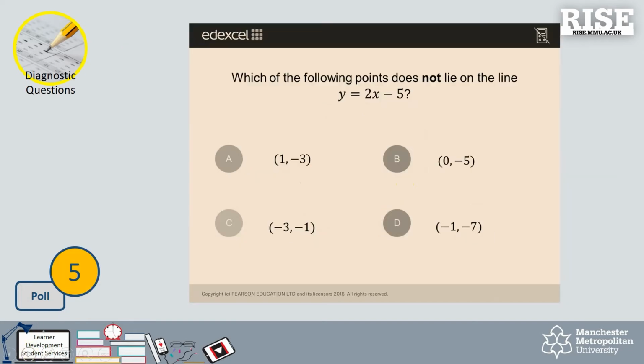Which of the following points does not lie on the line y equals 2x minus 5? Have a go at substituting in the x value that they've given and see if you get the y value that they're showing. If you do, then it does lie on the line. If you don't, then it doesn't.